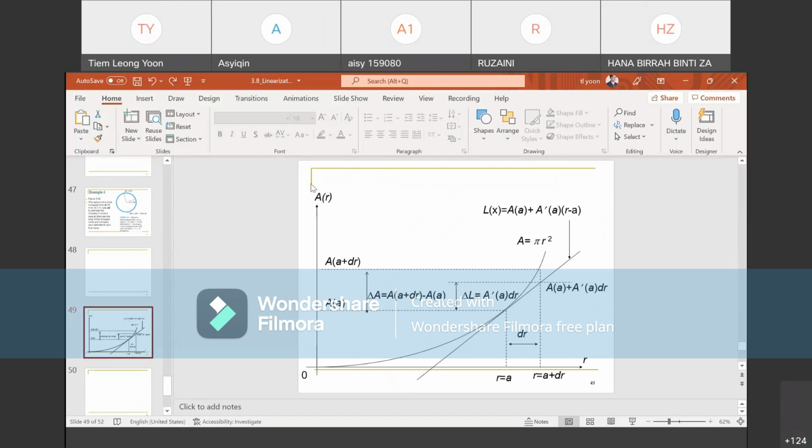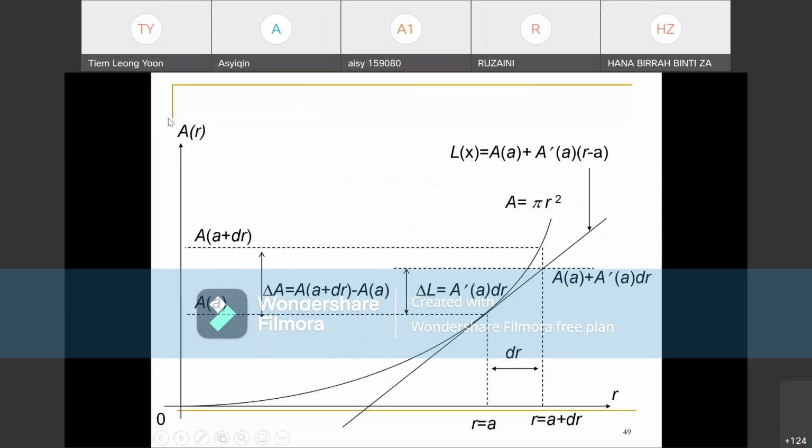So you plot the function of area as a function of R. Originally the value of the radius a is here. So you look at this point. This is the value of the function A. When you change R by dr, so this is a width of dr, then when R changes from a to a plus dr, the value of A will change from here to here. This is a curve of the area as a function of R.